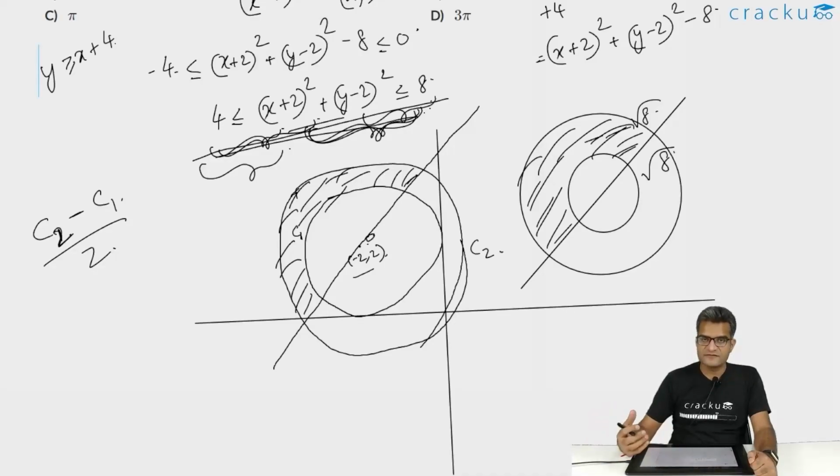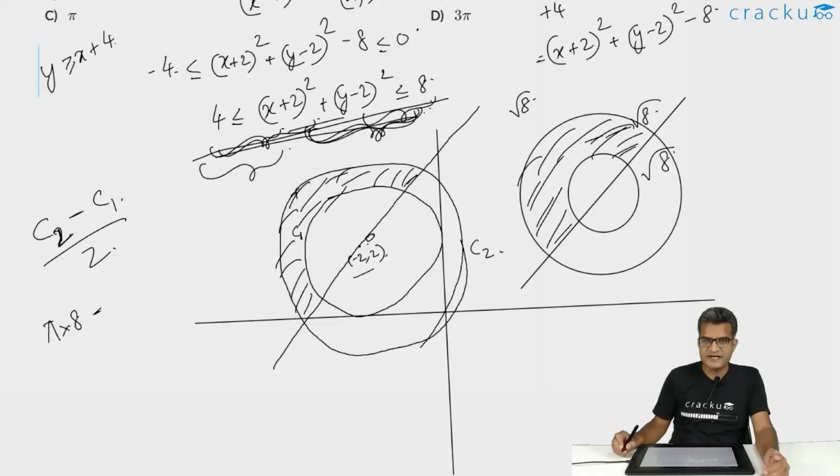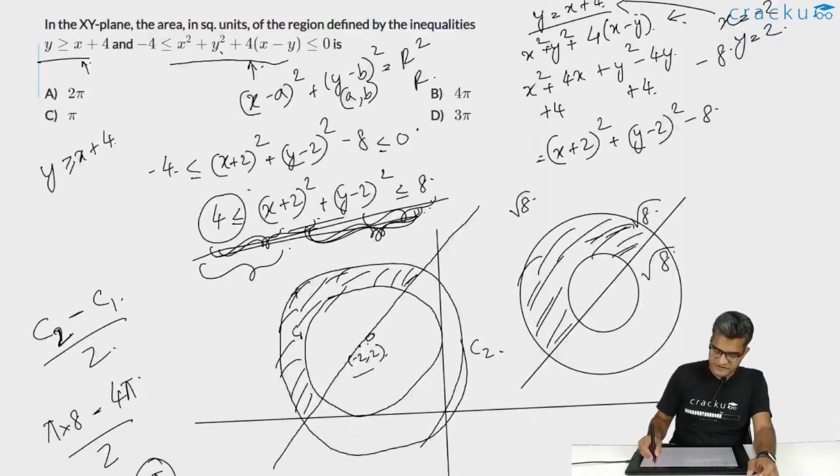What is the area of the larger circle? The radius is square root of 8. So the area of the larger circle will be pi into 8. What is the area of the smaller circle? The radius is 2. So the area of the smaller circle is 4 pi. Subtract and divide by 2. We are going to get the answer as 2 pi. So the answer for this question is option A, which is 2 pi.